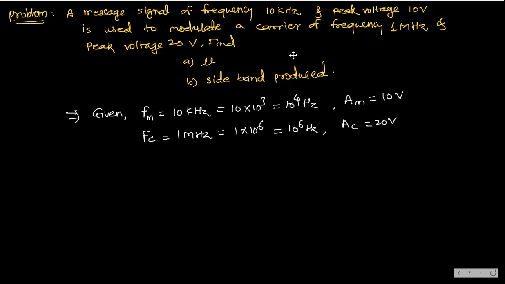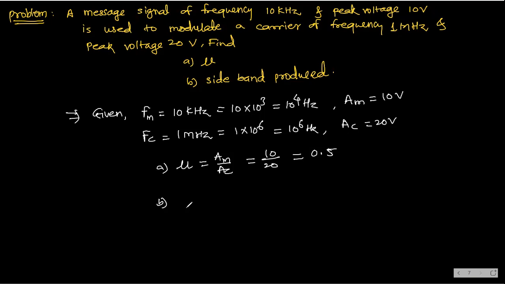Now mu formula, you know. What is mu formula? Yes. Can you tell me what is mu formula? Yes, tell me. Am by Ac. Yes. So you can substitute this directly. So how much you will get? 0.5. This is what your A answer.